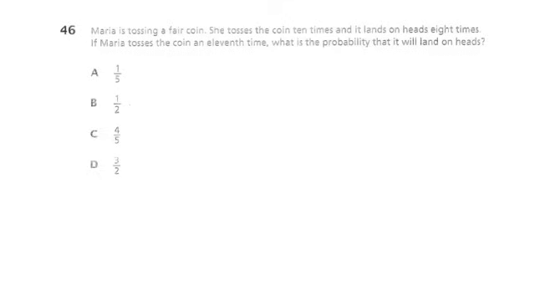Okay, number 46. Here we're told that she's tossing a fair coin, so 50-50 heads and tails. It says that she tosses the coin 10 times and it lands on heads 8 times, which means that it must have landed on tails twice. And the total, we're told, was 10. That's how we knew it was tails twice.